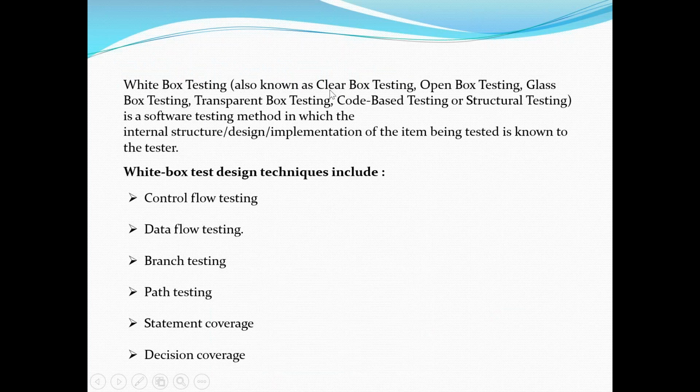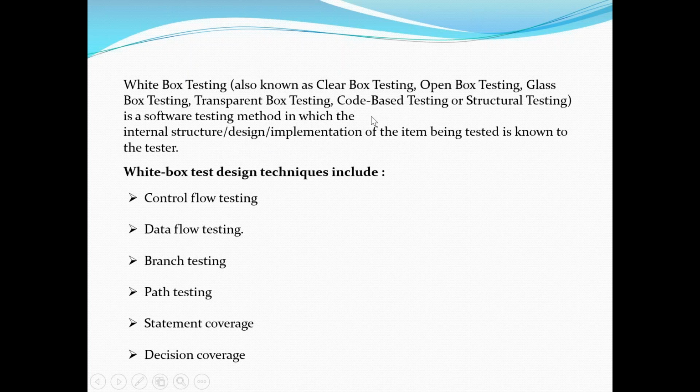See, white box testing is also known as clear box. Clear box means you are able to see the code. Open box means you are able to see the code. Glass box, you are able to see the code. Transparent box, you are able to see the code. So there are many names. Sometimes in an interview they ask, what is clear box? Can you explain the open box? Can you explain the glass box? But don't get confused, they all belong to white box testing.